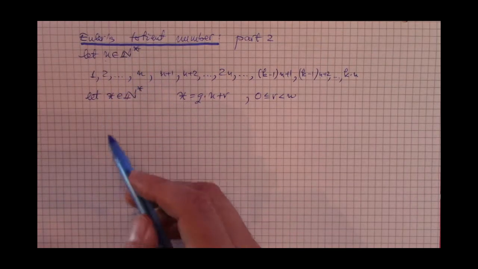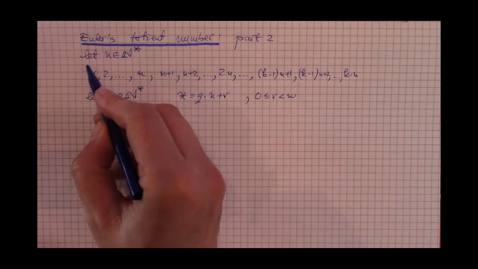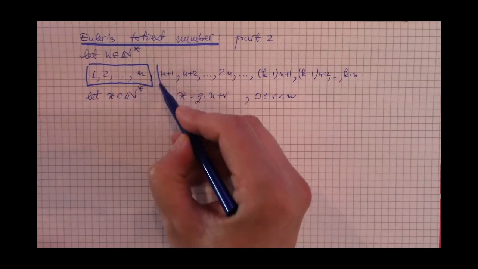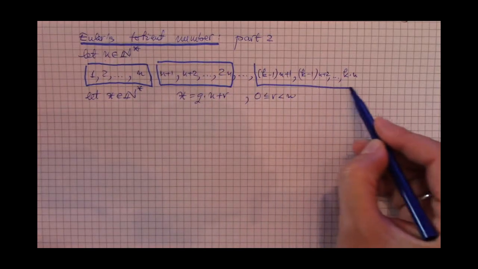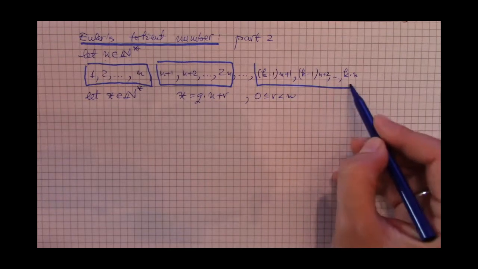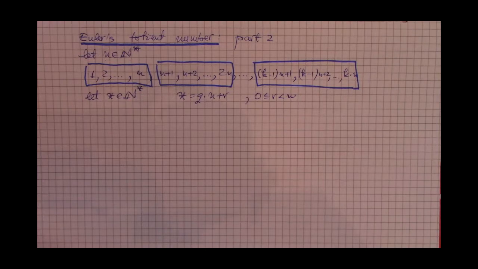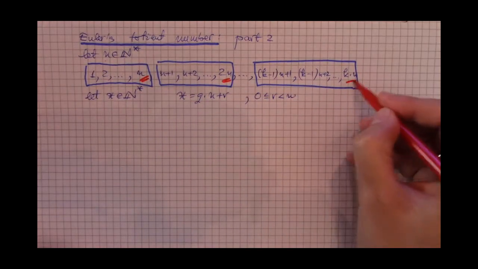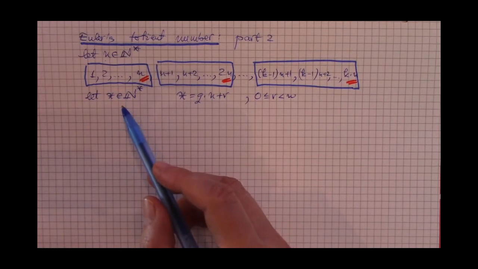The conclusion of part 1 was that we were going to consider a natural number n that's not 0, and look at sets of numbers like so: from 1 to n, from n plus 1 to 2n, and from (k minus 1) times n plus 1 all the way up to kn. What's special about these sets of numbers? The last number in every single one of these sets is a multiple of n, and every single one of these sets has n many elements in it.